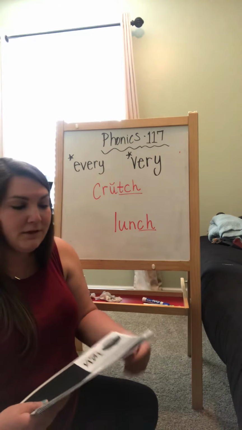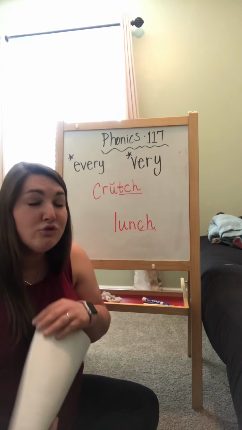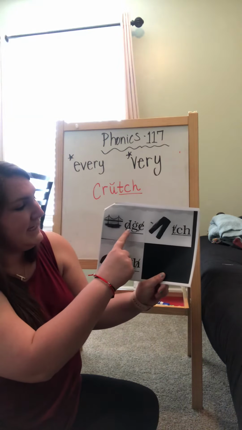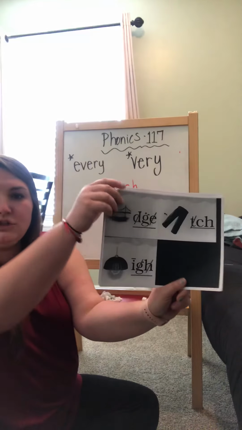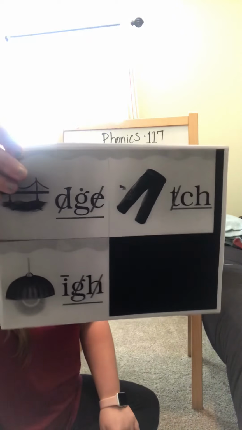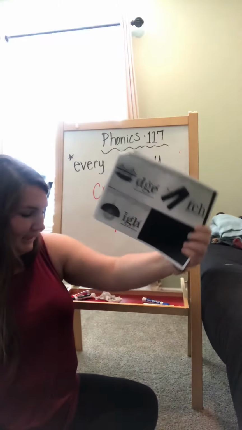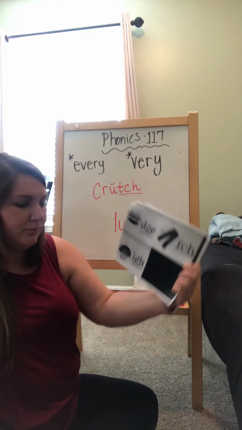So today we're going to learn about the new trigraph that says j. And so DGE says j like bridge. And you should have this in your packet also. DGE says j like bridge.